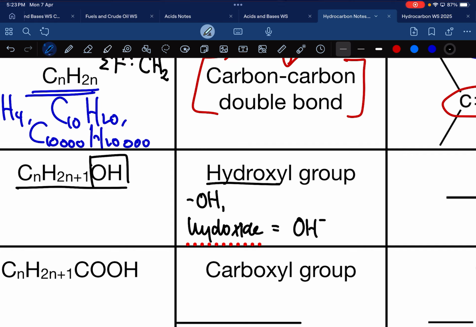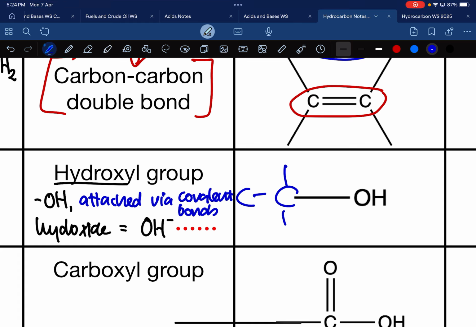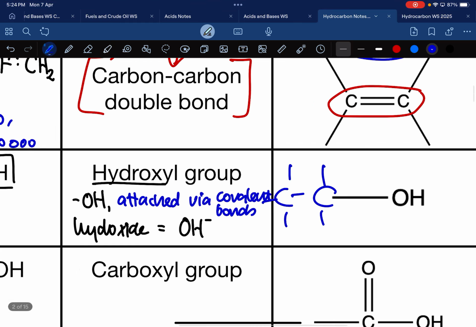The hydroxyl group is attached via covalent bonds, not ionic. There's a key difference, isn't it? So alcohols, even though I have OH, do not possess any alkaline properties. I will never ever release that OH willingly. Are we clear? So this is your OH. On the other side, I can have a bunch of random stuff, it doesn't really matter. Following so far?